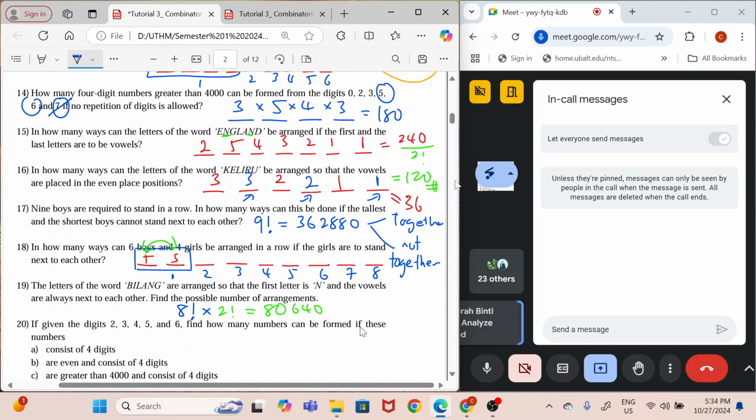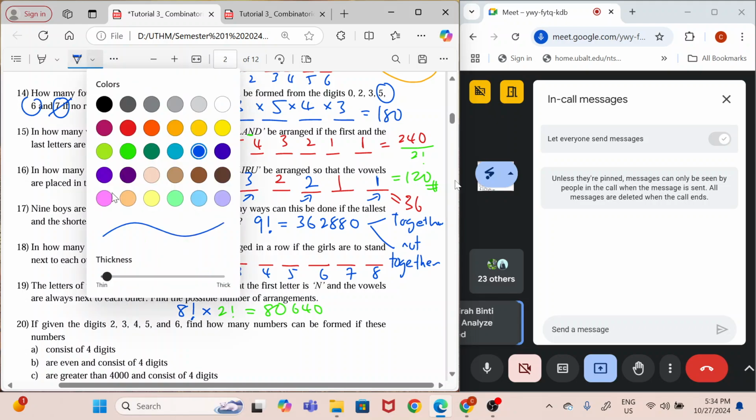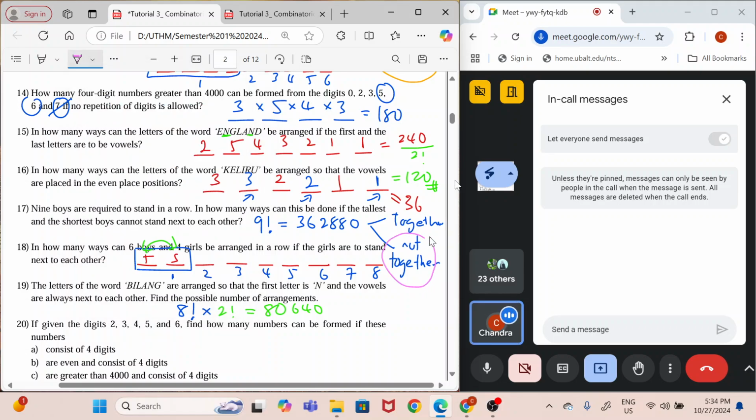Not together. So now we have together. So what we have to do? For us to find not together, for us to find cannot stand next to each other, 362,880 minus, we will get the answer. The answer is 282240. That is the answer. Copy this one.